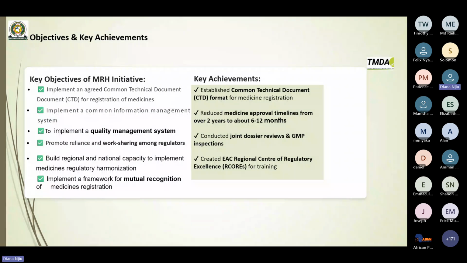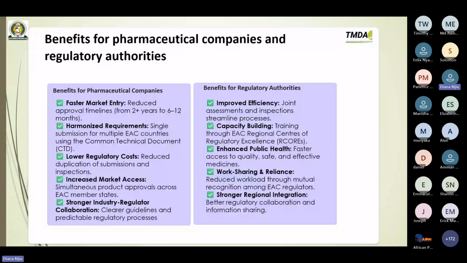So for the case of the pharmaceutical companies and the regulatory authorities, there are some benefits that have been seen that they benefit from this pathway. The EAC MRH pathway for medicine registration fastens the market entry. If you use the route, you'll succeed to at least reduce your approval timelines, from 2 years to 6 to 12 months.